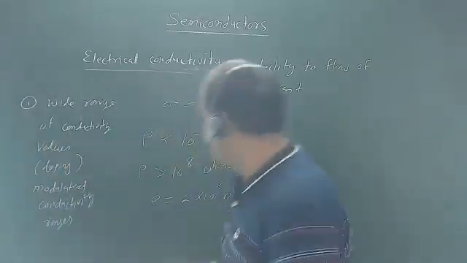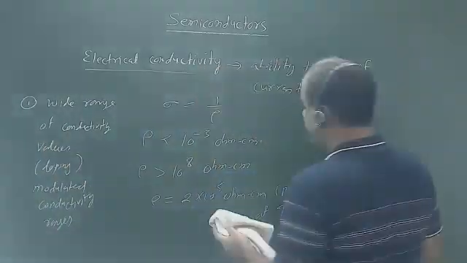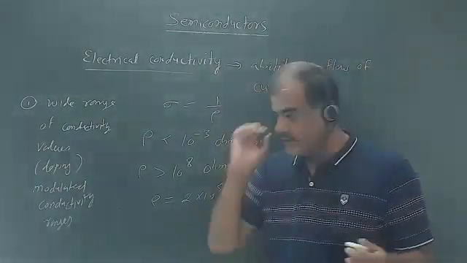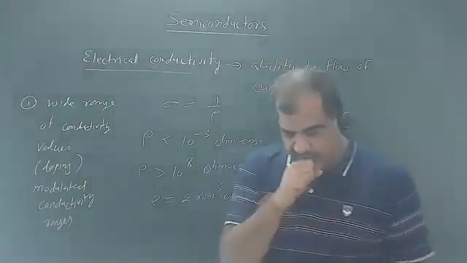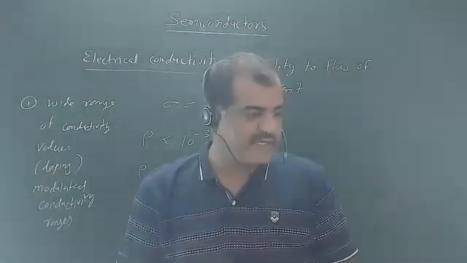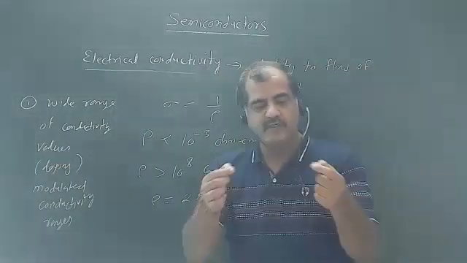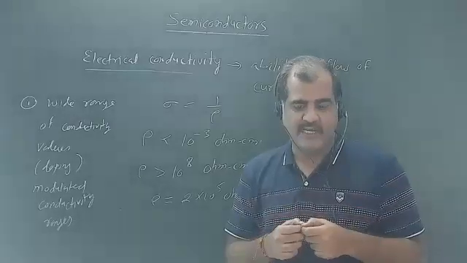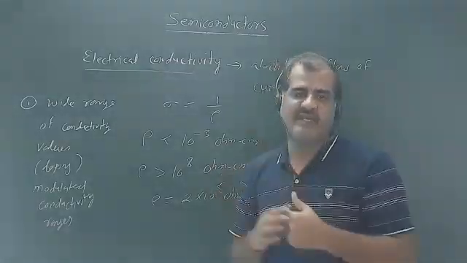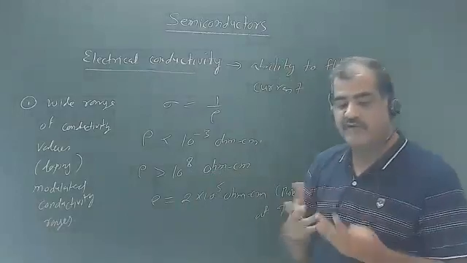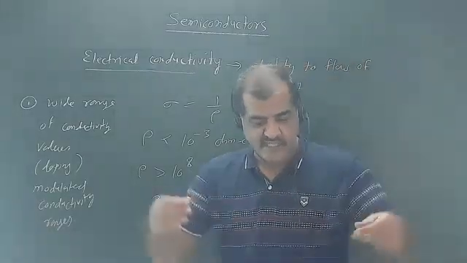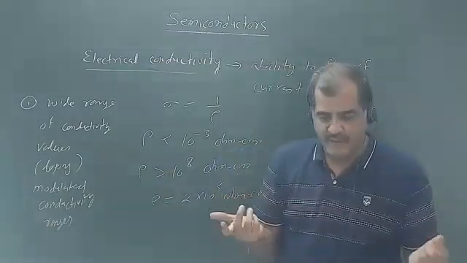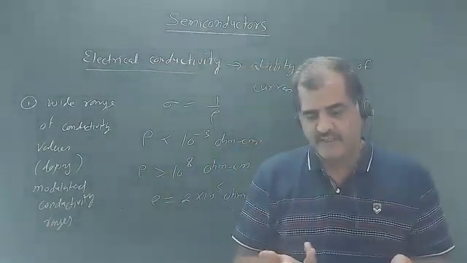Second, we see that semiconductors provide control of flow of current. That's why they are used in electronic devices. For example, take a diode. If you join two semiconductors, P and N, we make a diode, and a diode only allows current in one direction. That means we can control the flow of current. Such a thing is not possible with metal. If you join two metals, nothing will happen.